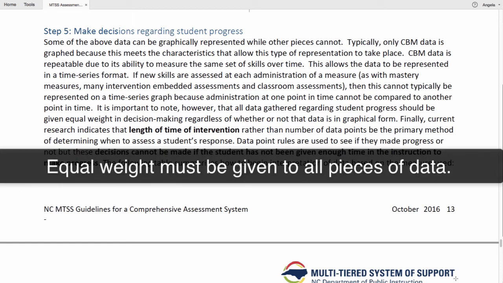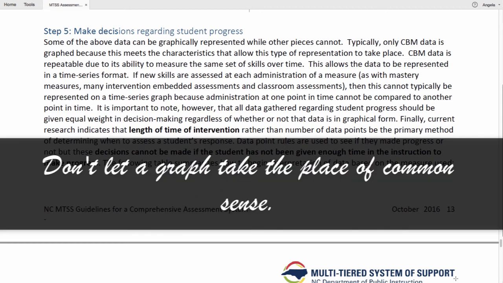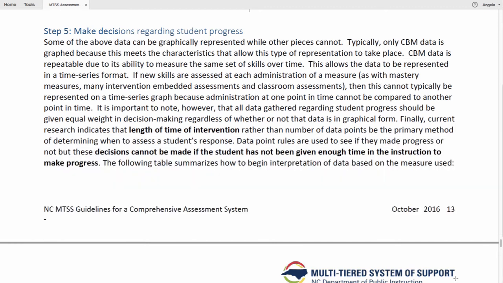However, even if some data that you collect, like lots of data that we talked about here, is not graphed, we have to give equal weight to all pieces of data. As a wise person once said, don't let a graph take the place of common sense. However, when interpreting graphed student data, research has indicated that we should use standard practices. First, our current research is clear that the length of time rather than the number of data points should be used to begin looking at students' response.